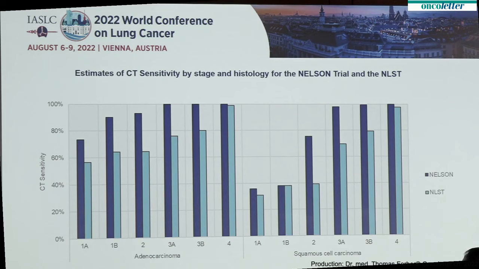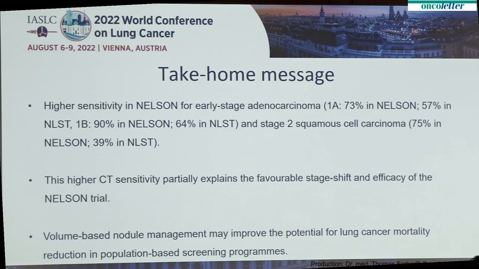For squamous, there's also some improvement for stage 1A. We did not find a difference for stage 1B, but for stage 2 we see a very large improvement in our rate of detectability. And this extends also to the larger stages, but of course, for screening, we're interested mostly in those 1A to 2 lung cancers. Can we detect those so that we can achieve a favorable stage shift and potentially help someone achieve a better survival outcome? So what I would like to leave you with today is this.